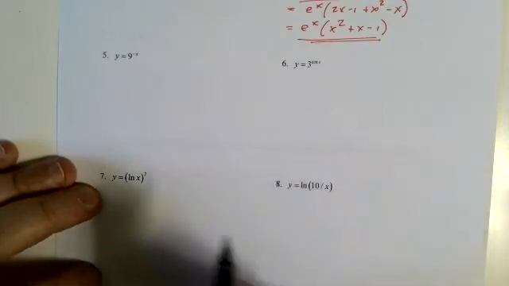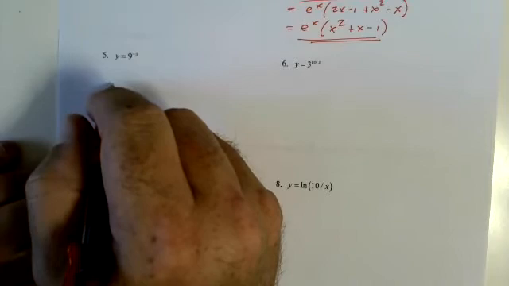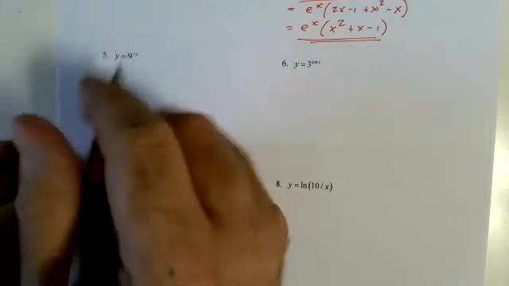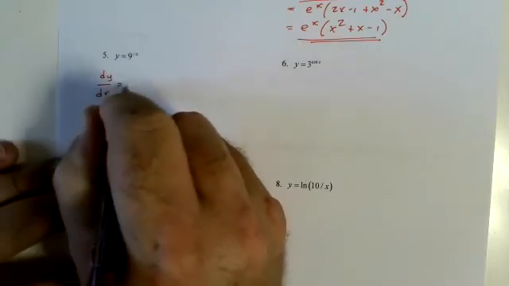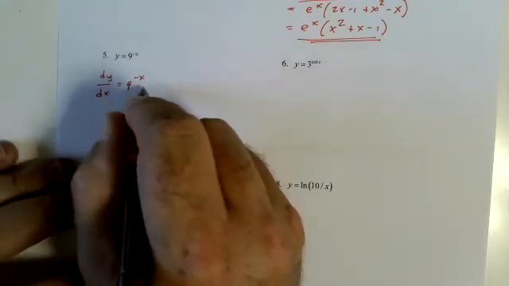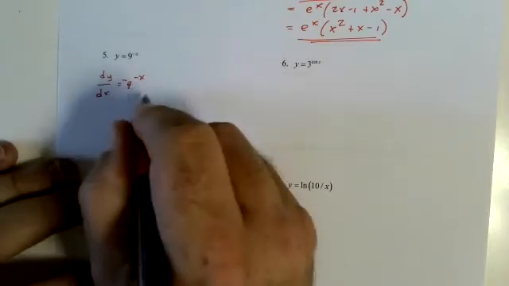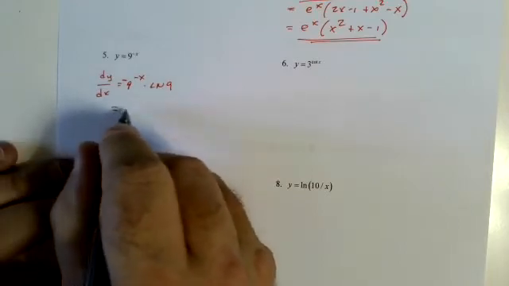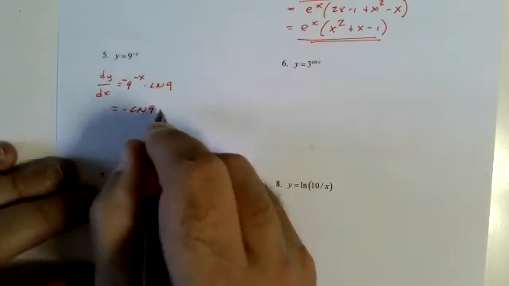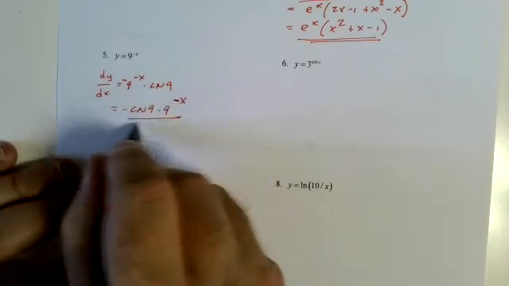Equals 9 to the minus x, so this is like e to the x, but instead it's 9. So we go with dy dx equals 9 to the minus x times negative out front times ln of 9. Negative ln of 9, 9 to the negative x.